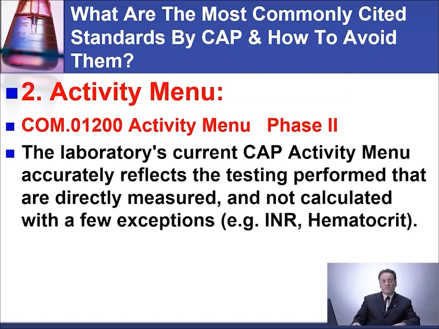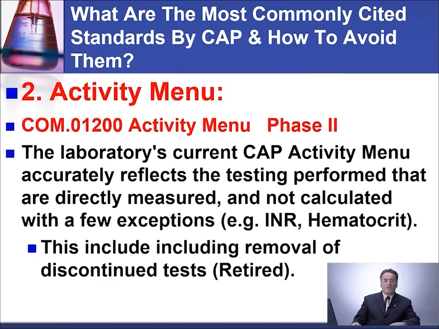With your application, if this is your first inspection, you need to submit your testing menu to CAP, and they will compare it with the PT order that you have. If there is anything missing, then they will tell you to order PT for that. But what usually happens on the inspection is that CAP sends the activity menu to the team leader for each section. Then the team leader gives the activity menu of the section to the inspector who is going to be inspecting that section.